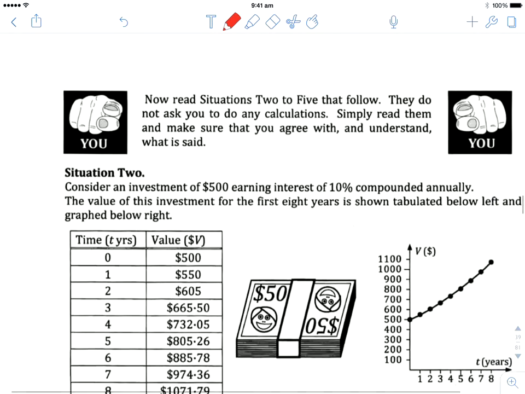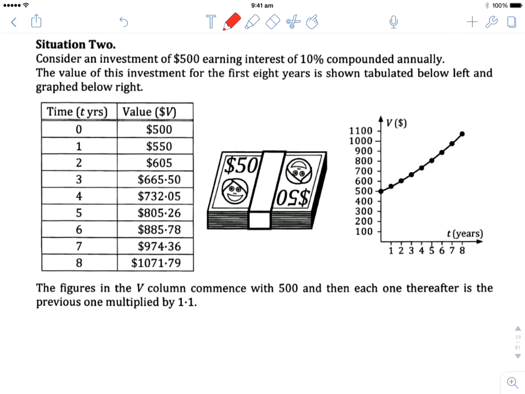Okay, let's try some other situations. An investment of $500 earning interest of 10% compounded annually. We've got a graph over here that shows us what's going on. So we start off with $500, we add on 10% and compound it annually. This is compound interest, so we're not only earning 10% of our original investment, which gives us $550 for the next year, but for the next year we're also earning interest on the interest we've earned. So we add another 10% onto $550, and so on and so on.